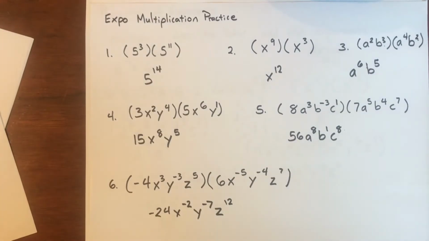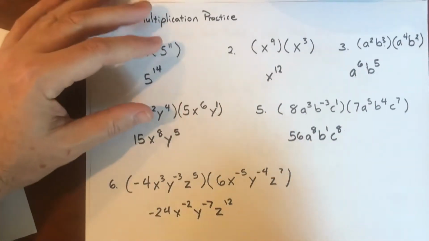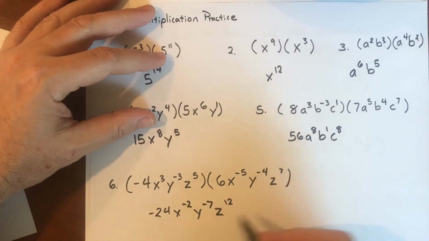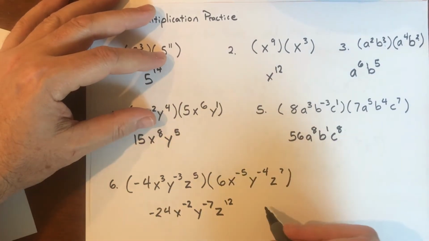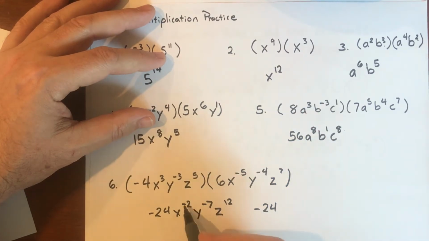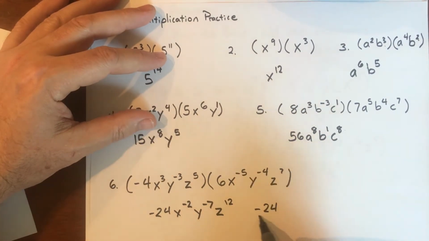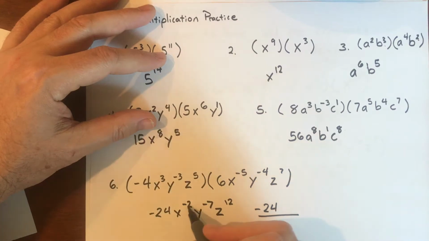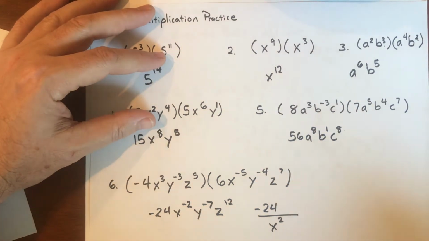If you got that, fantastic. What's the simplified version though? The -24, it's on the top, it's happy where it is. It's on top of a fraction. X is not liking this party. He's like, forget it, I'm going downstairs, and he becomes happy and he's positive.